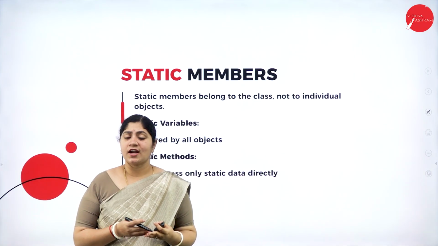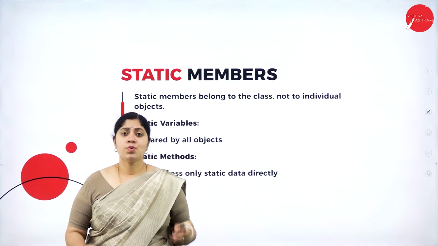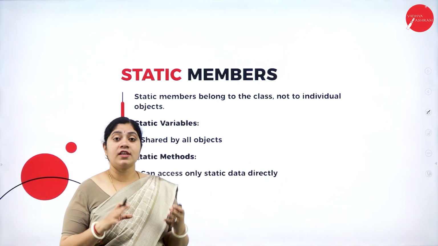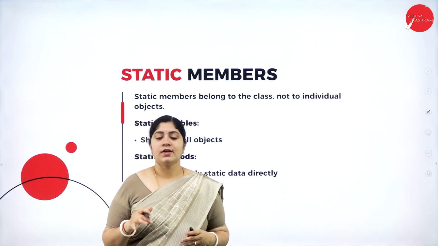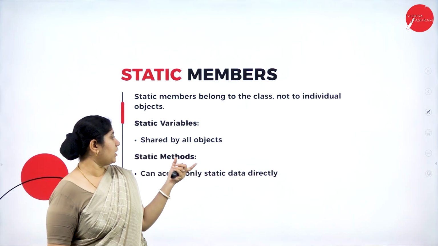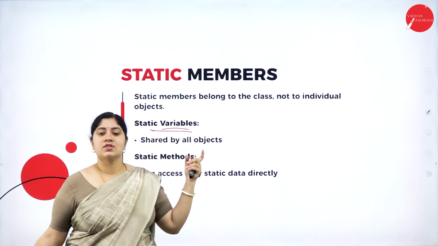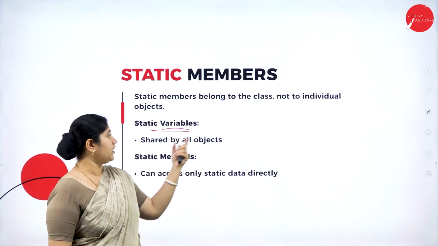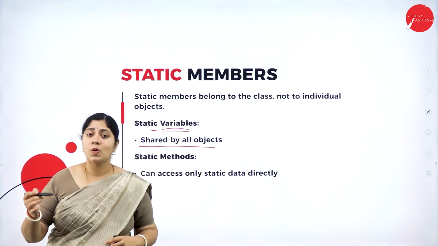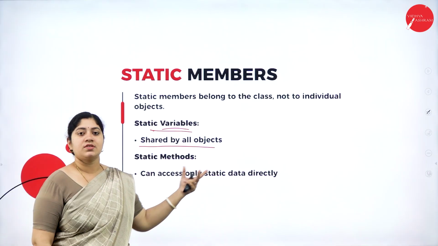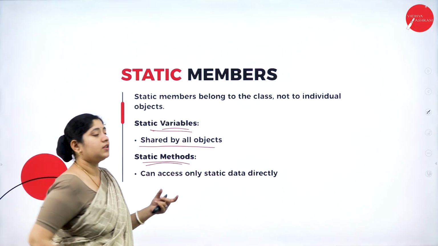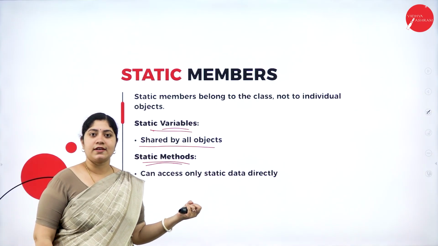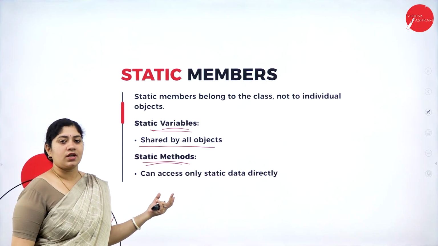Now let's move forward and understand static members. So what are static members? Static members are those that belong to the class and not to an individual object. We have static methods as well as static variables. Let's understand static variables: a static variable is shared by all objects. Then a static method can access only static data directly. So this is nothing but a static method.